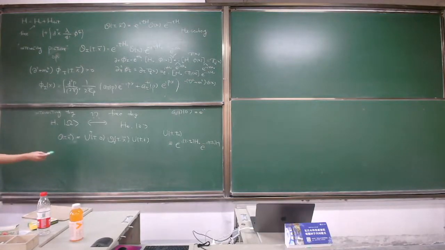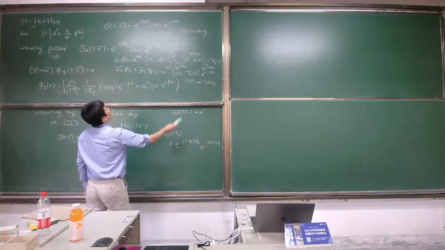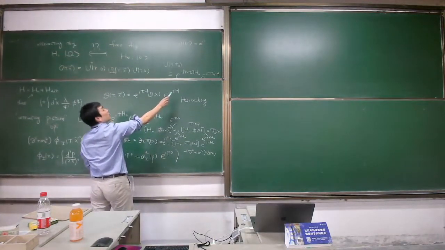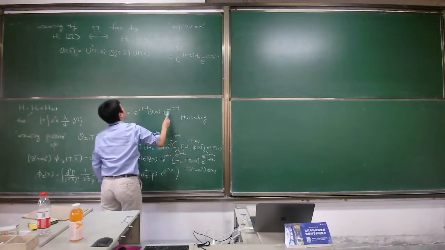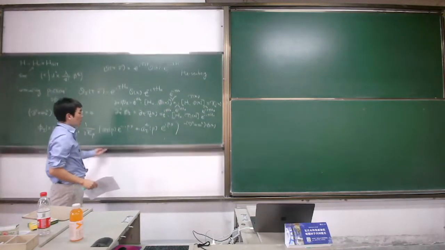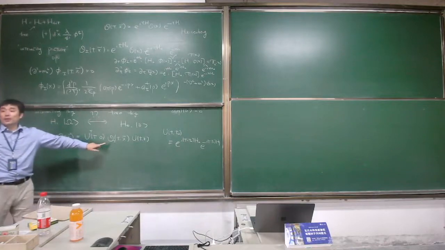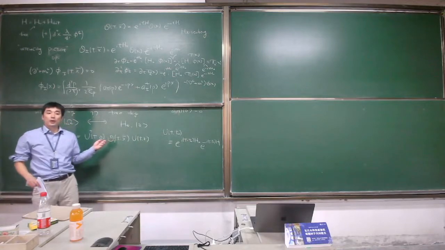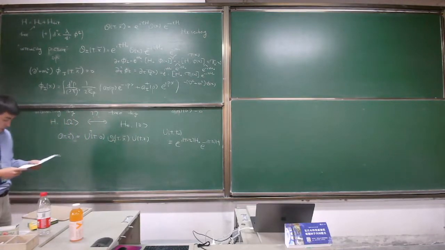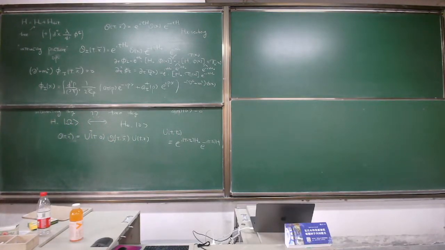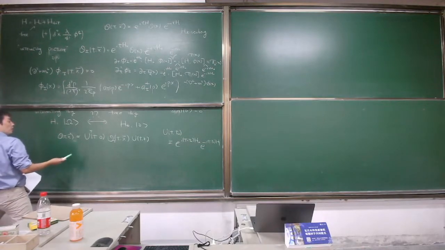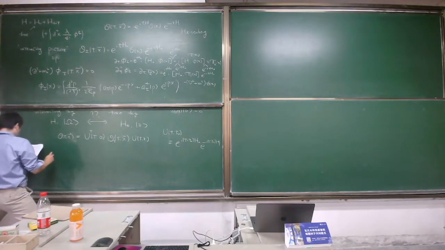They are related by this relation. This one will cancel with this one, and this one will create this one. So therefore the interacting picture operator and the Heisenberg picture operator are related by sandwiching with this U operator. Okay? I already explained that last time. So therefore, what we need to study is this U operator.